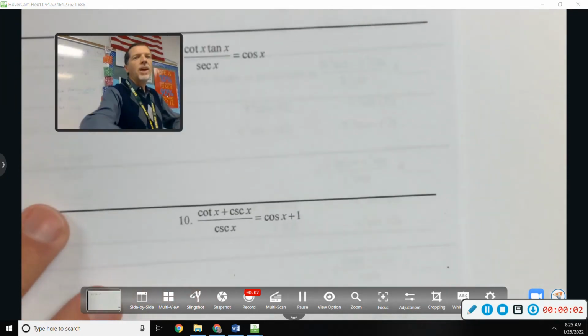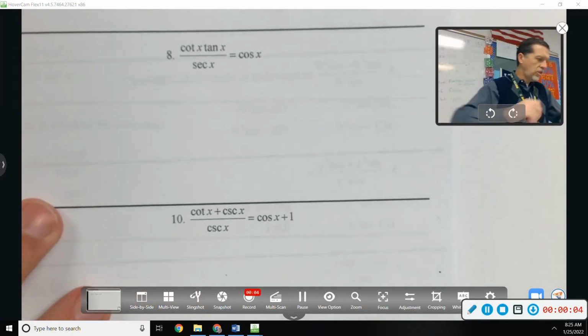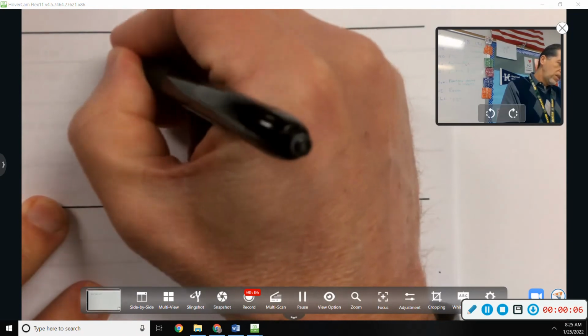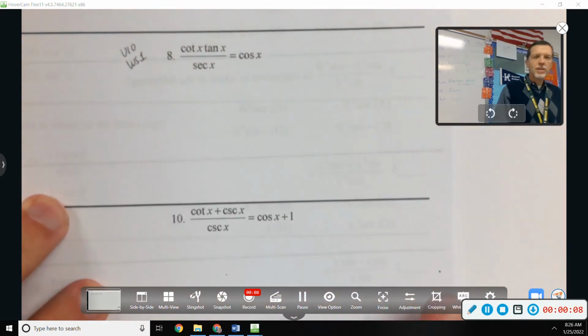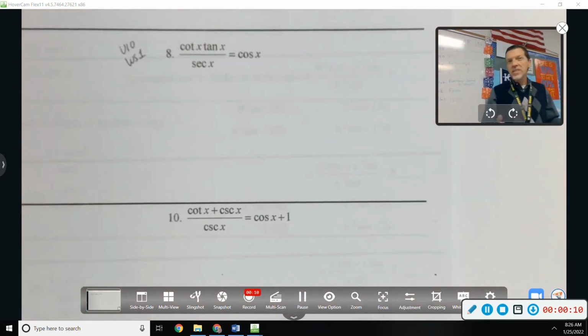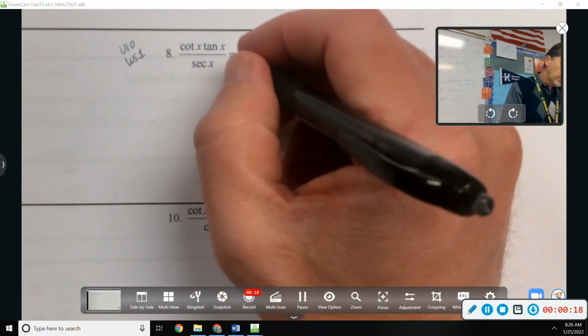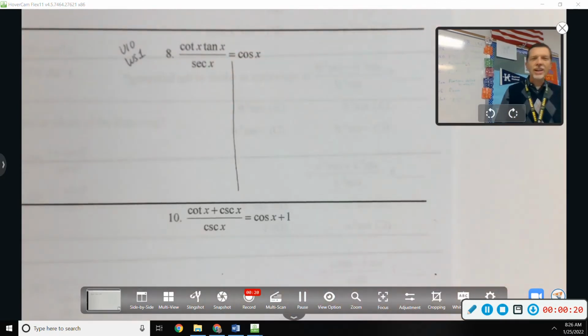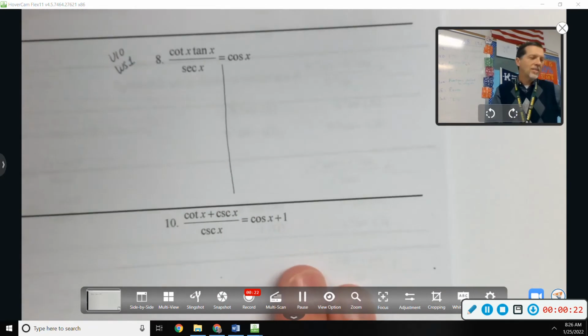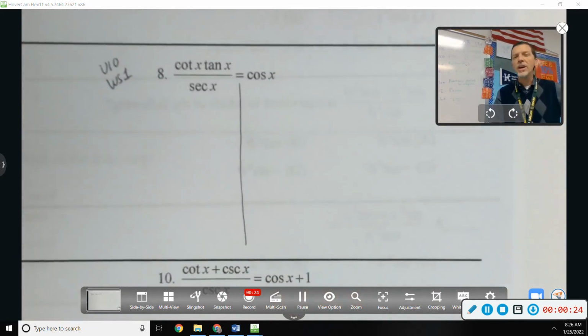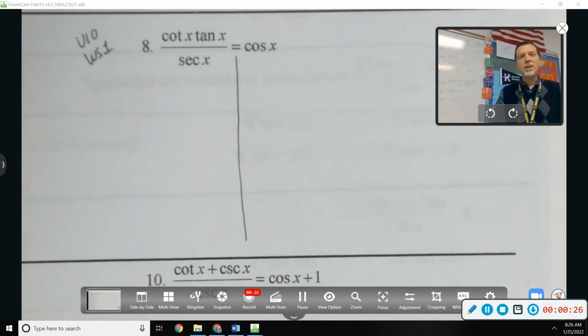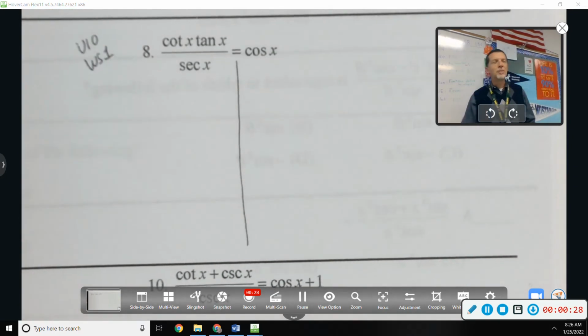Looking at number 8 off of the first worksheet. Unit 10, worksheet 1, number 8. So pick a side to work on. You can always pick either side, but you generally want to pick the more complicated side. Because if you pick the right-hand side of this one, I don't really know what you would do. You'd have to get kind of creative. You can still do it, and I do know how you would do it, but you don't want to mess with that.